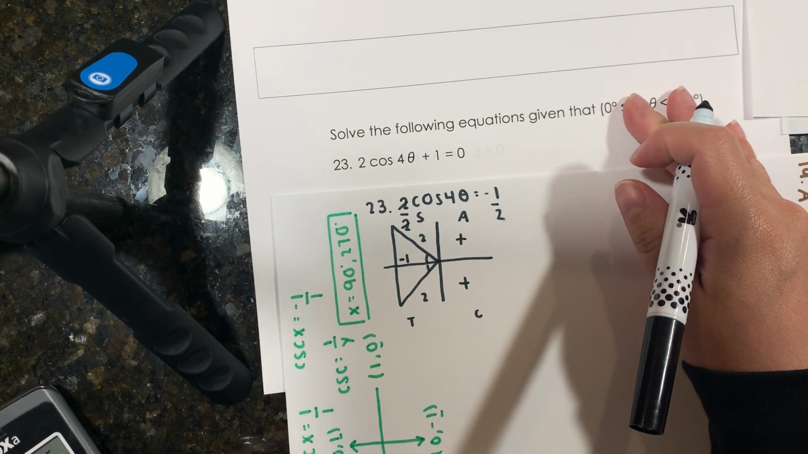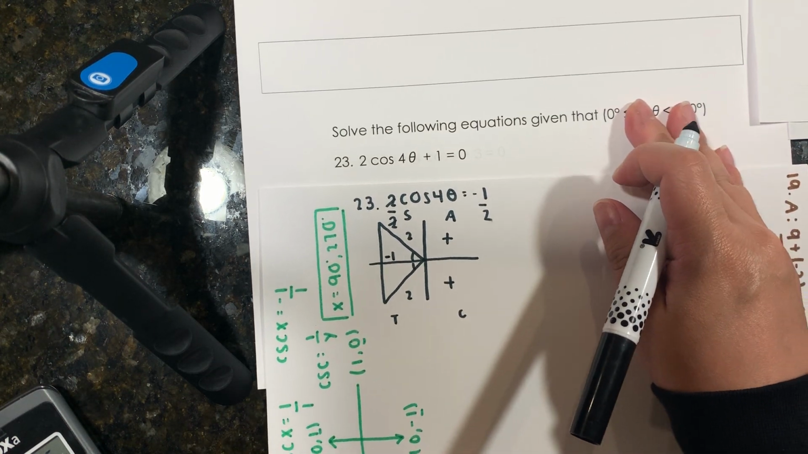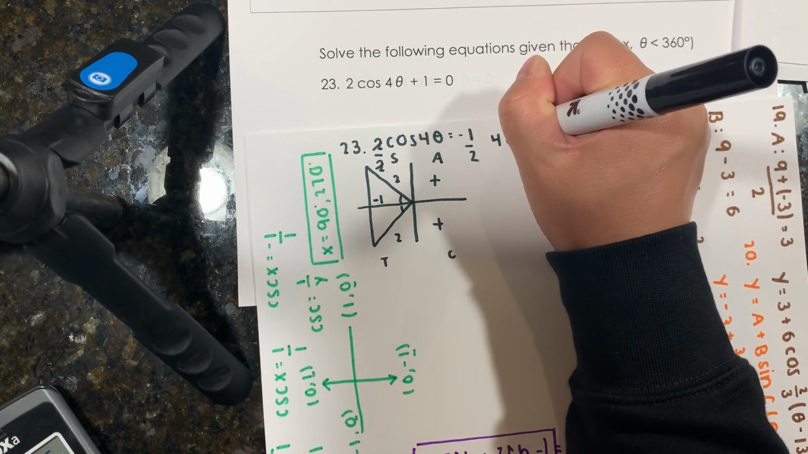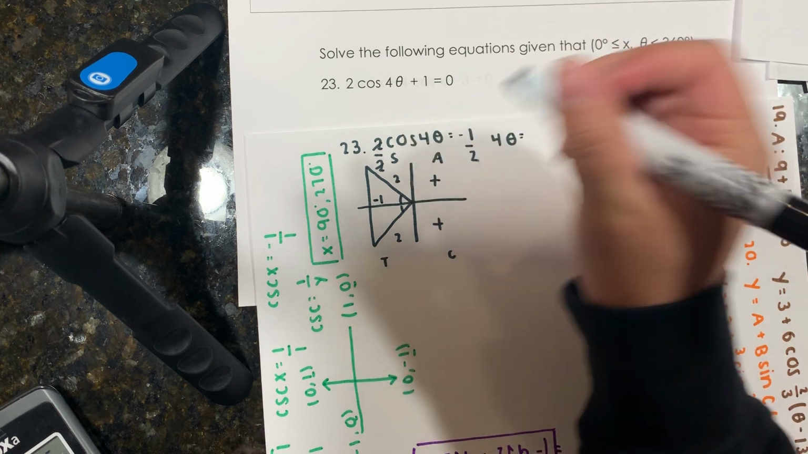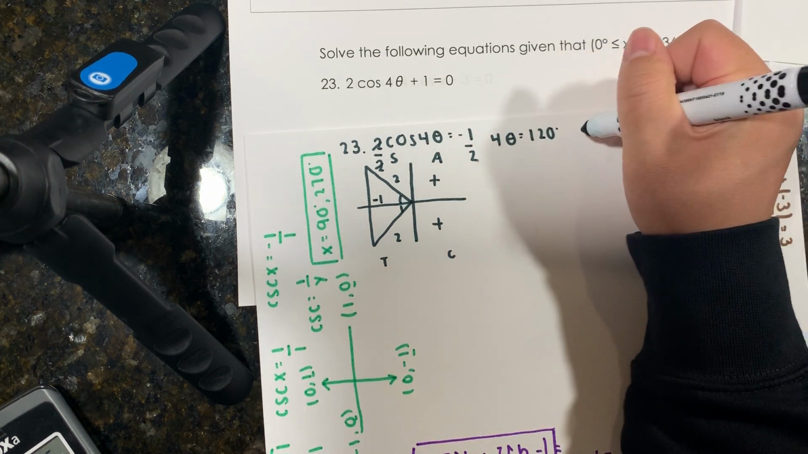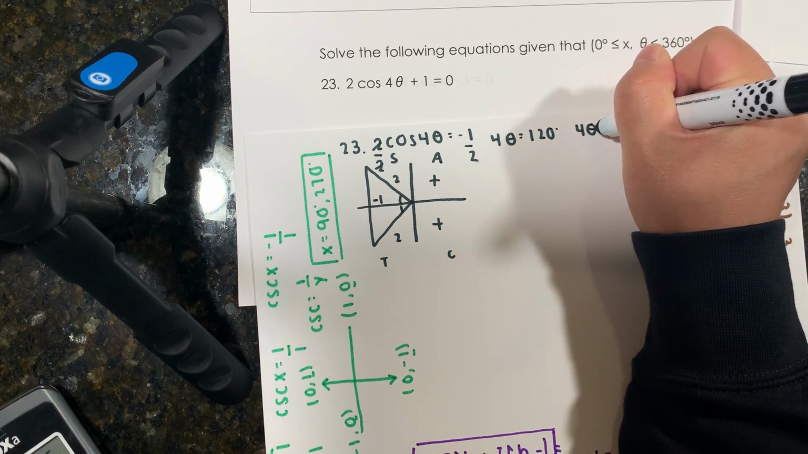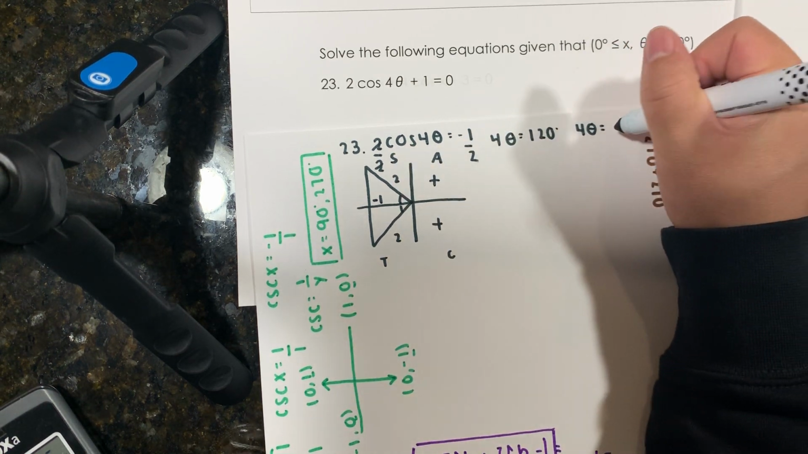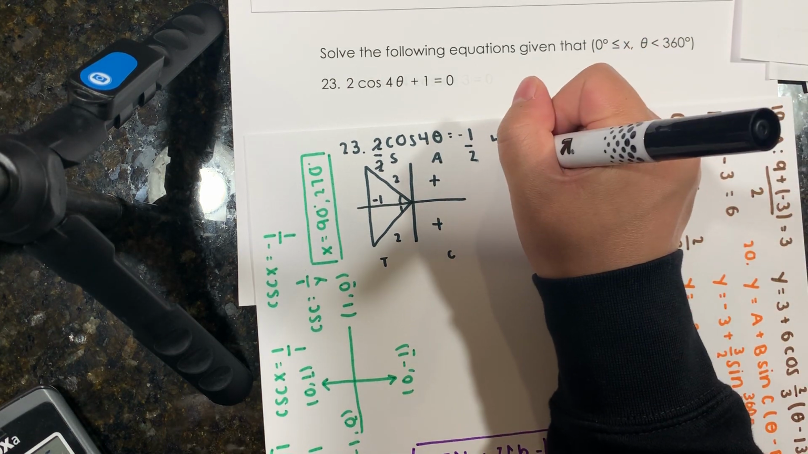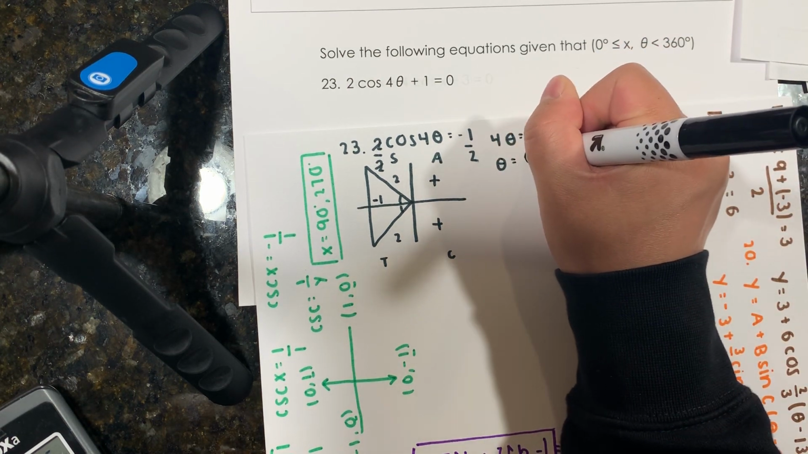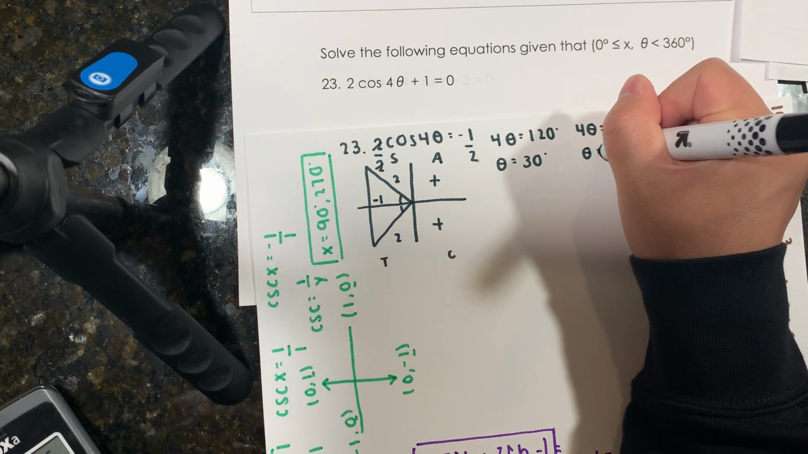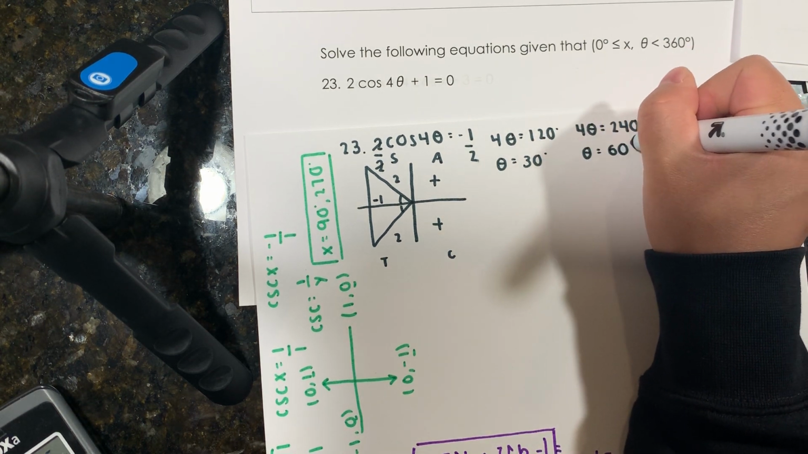This angle right here is going to be a 60-degree angle. So what I'm going to do now is set 4 theta equal to 180 minus 60, which would be 120. And then set 4 theta equal to 180 plus 60, which is 240. So my first answer is going to be theta is equal to 30 degrees. My second answer is going to be theta is equal to 60 degrees.